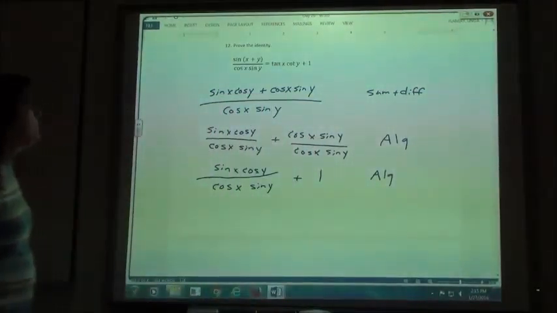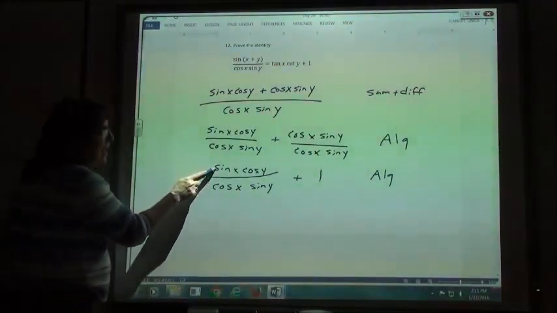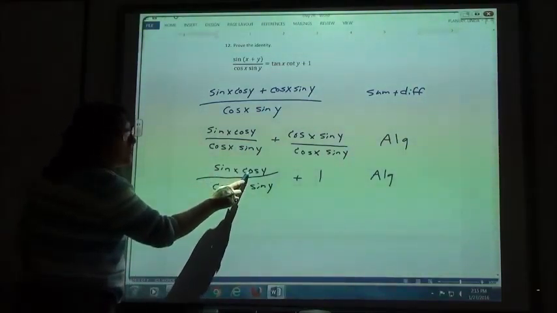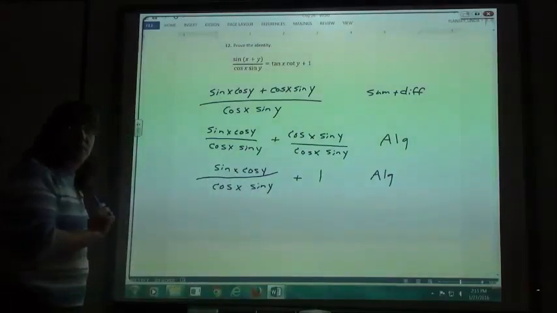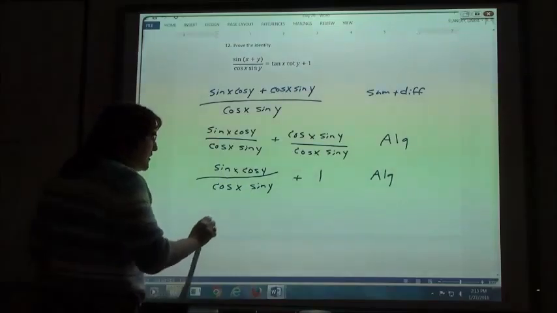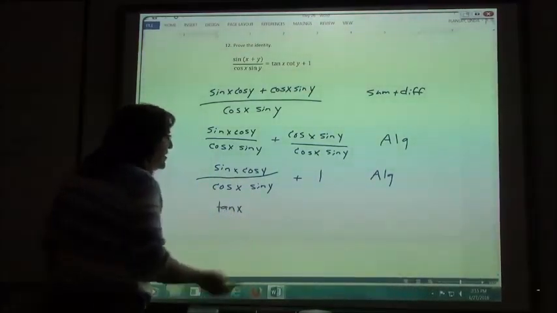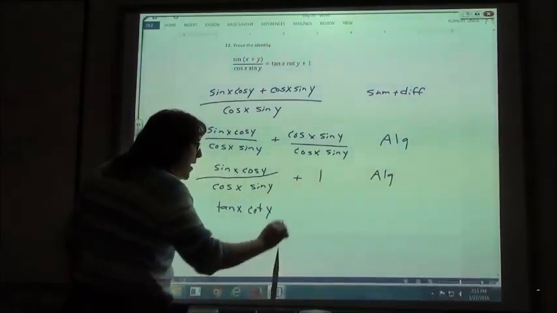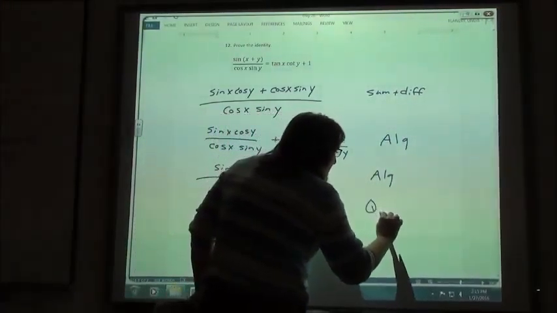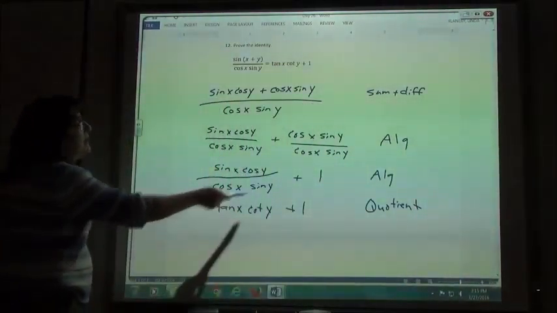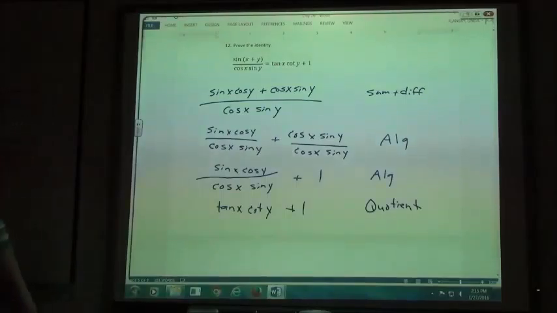Algebra. Now notice that I have sine of x over cosine of x, which is the tangent, cosine of y over the sine of y, which is the cotangent. Those are my quotient identities. So sine over cosine would make that tangent of x. Cosine over sine makes that cotangent of y. And that's using my quotient identities. And you can see that I've proven my identity. I ended up with tangent of x, cotangent of y plus 1.